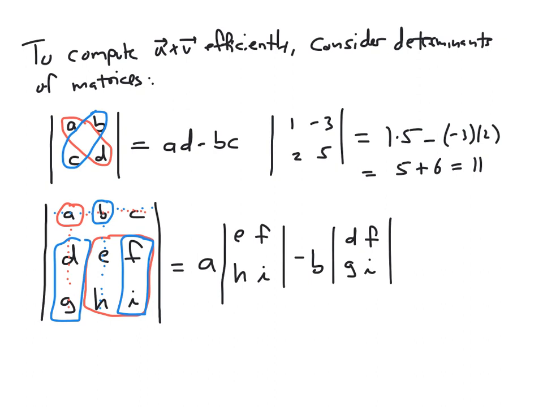And then the last step here: we've already done the A and the B. Now we're going to look at the C. We're going to mentally erase everything above and beside the C. And so we're left with this 2 by 2 matrix here. So we're going to add to this C times the 2 by 2 determinant DEGH. So we've broken up this 3 by 3 determinant into a sum and difference of 3 2 by 2 determinants, which we know how to do from above.